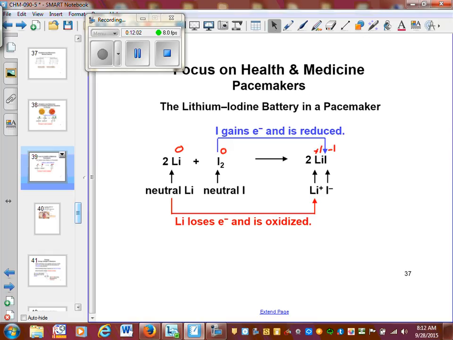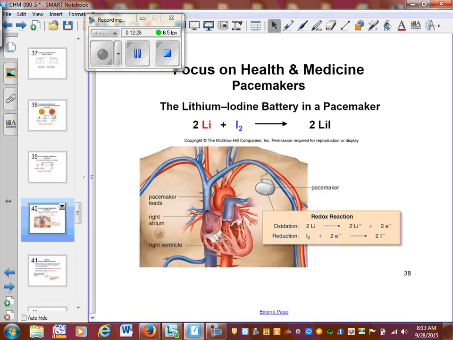People who go camping and want to drink the water out of the stream can buy these little iodine tablets, because iodine, why does it clean it? It oxidizes. It's an oxidizing agent. So there's your little pacemaker sitting in there.